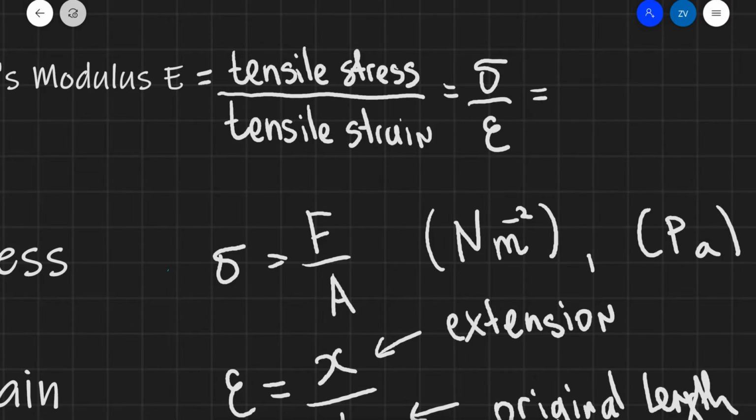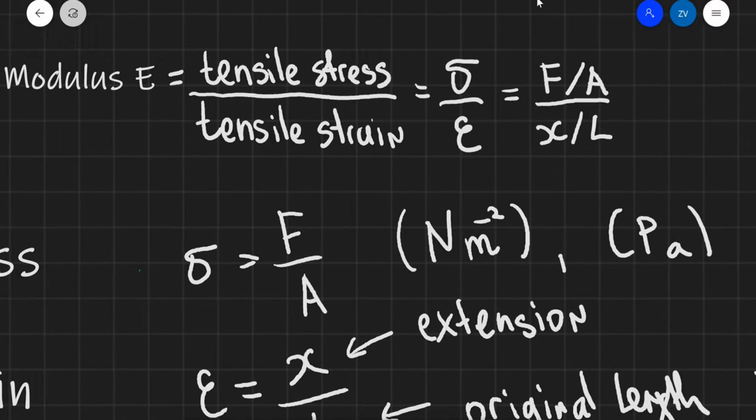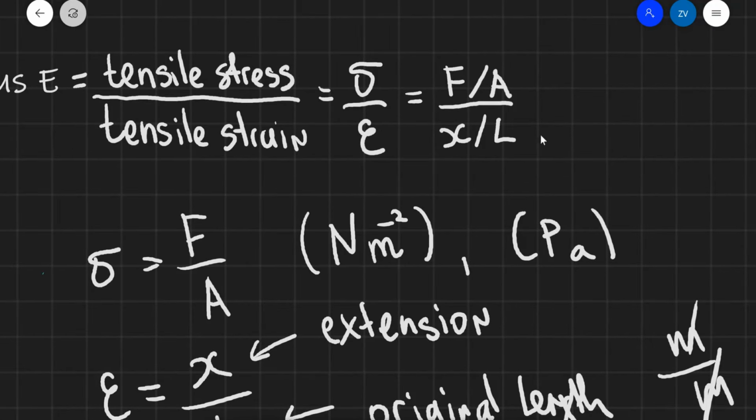Now remember, our stress is force over area. Then we're going to be dividing that by the strain, which is extension over original length. If I am dividing by a fraction, this is the same as multiplying by the inverse. So this means that Young's modulus will be equal to F divided by A times the original length divided by the extension.